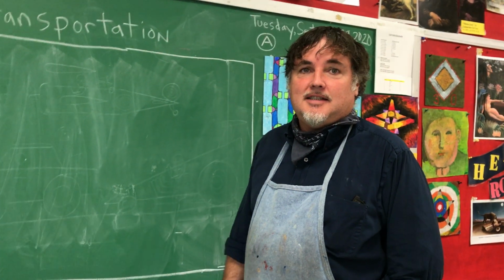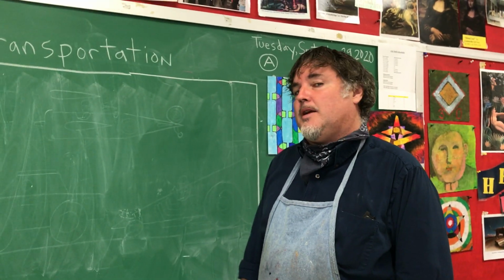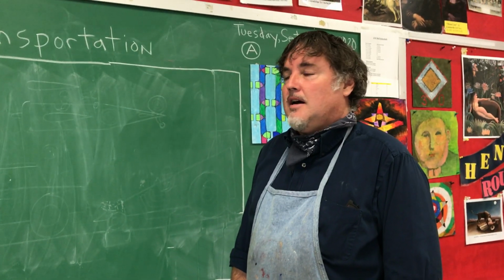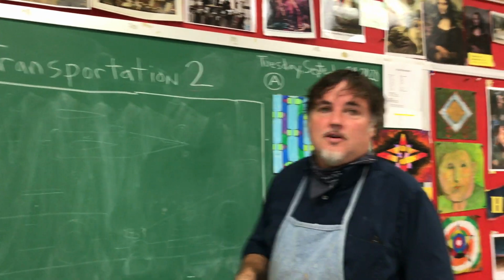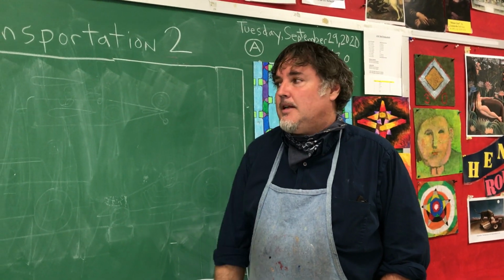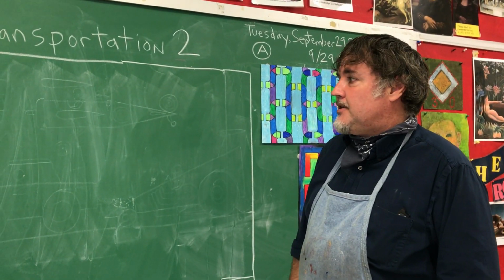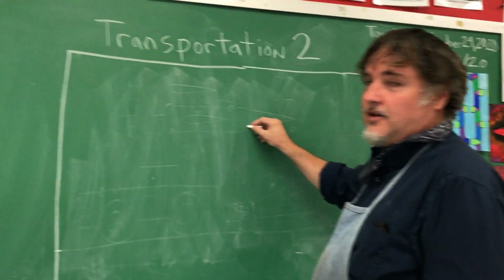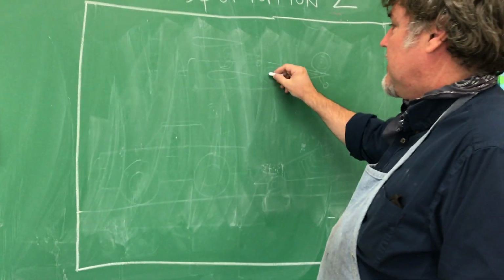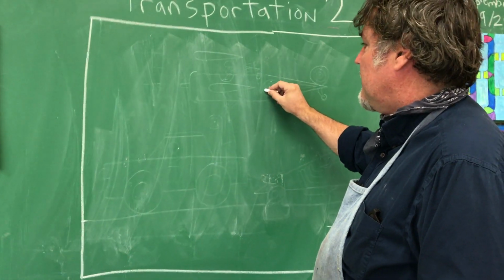All right, hey guys, this is the second part of what I call the transportation lesson. This is Transportation 2, where we're just going to draw three different kinds of jet airplanes, from a front view and a side view. So here comes the first one. Again, they're going to start easy. There's going to be three, and they're going to get a little harder as we go.